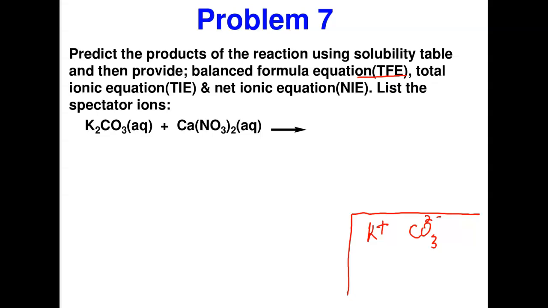Carbonate is 2 minus. You have to memorize this by now. And then the second one is calcium. Calcium is in group 2, 2 plus. And nitrate. Nitrate is NO3 minus.